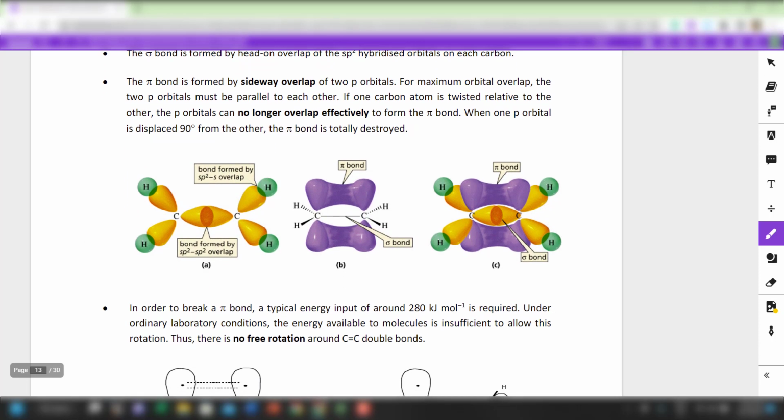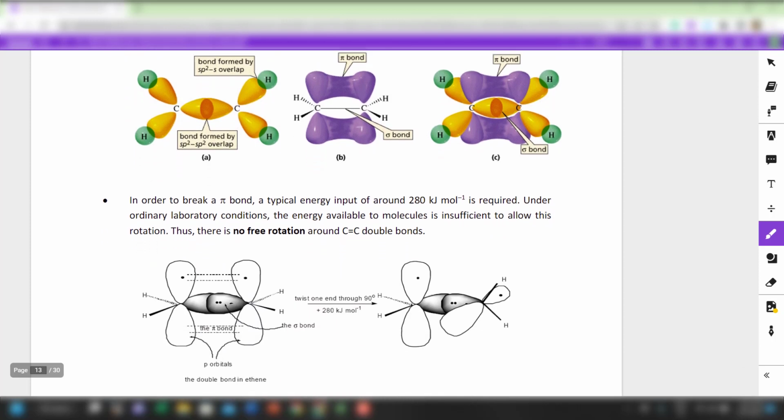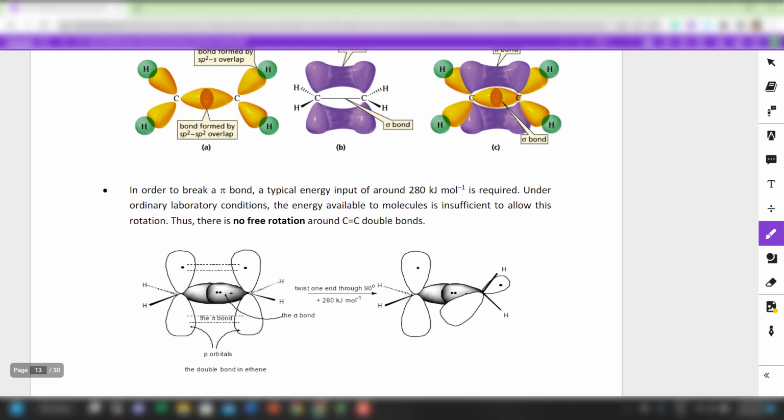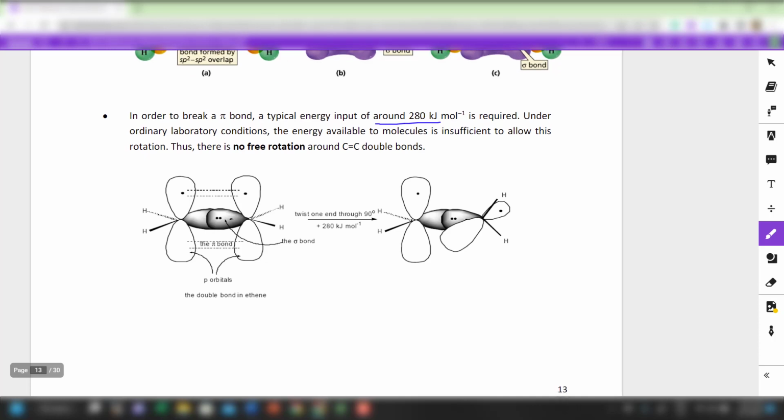So basically, cis-trans isomerism arises due to the restricted bond rotation about the C=C double bond, and the restricted bond rotation is largely due to the presence of the pi bond. The pi bond restricts the rotation. In order for bond rotation to take place, you need to overcome the pi bond, and I think it's given here that the typical amount of energy you need to supply will be about 280 kilojoules per mole of the pi bonds present. So there is no free rotation about the C=C pi bond, unless this amount of energy is applied to the system.